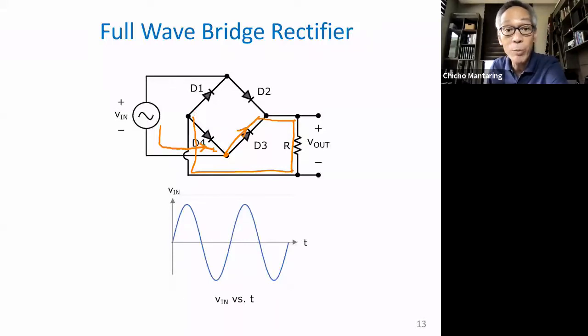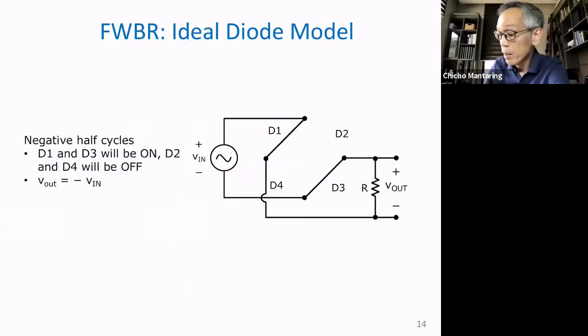Ibig sabihin mas mataas yung potential dyan. So ang choice niya, dito na lang siya pwedeng pumunta until it goes back to the positive terminal. So this is now our equivalent circuit.